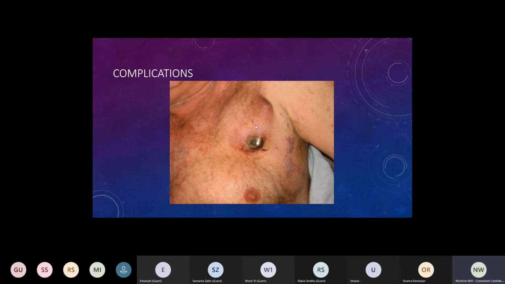The other thing is if the skin becomes adherent to the device, normally it should slide smoothly over the device, but if it feels like it's stuck down to the device, that again needs a revision because either it's infected or it's eroding its way out. So you usually see redness and erythema, and you might have systemic features of infection or you might not. Depends very much on what the bug is.